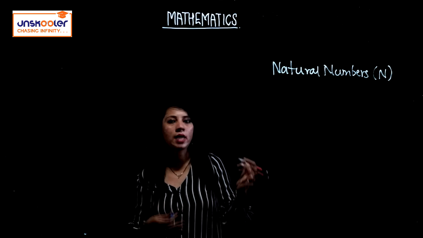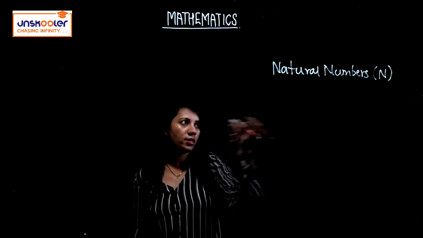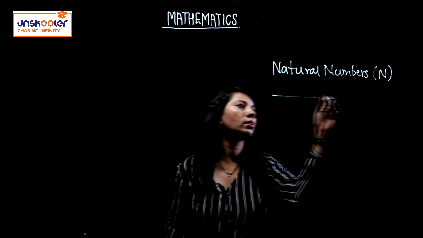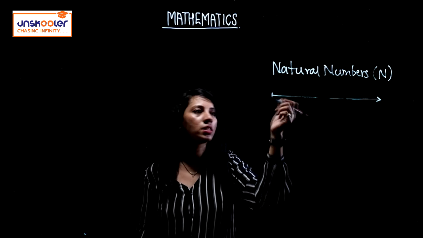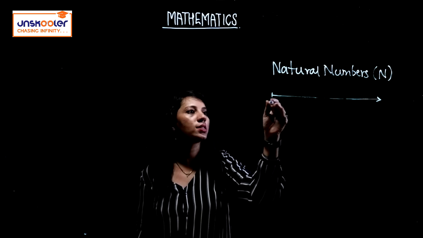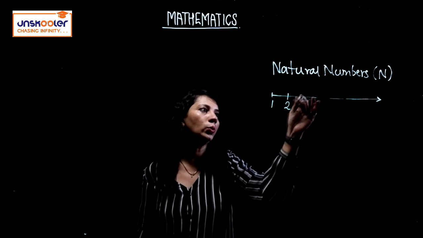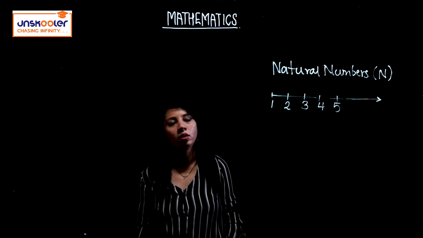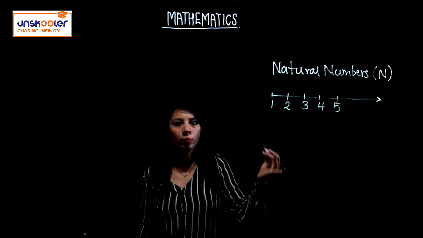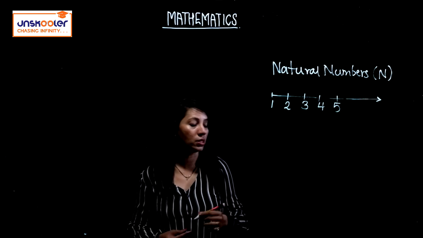Now how to show these natural numbers on a number line? Let us draw a number line. So here on the number line we will start showing the natural numbers starting from 1, 2, 3, 4, 5 and so on. So these counting numbers are called natural numbers.